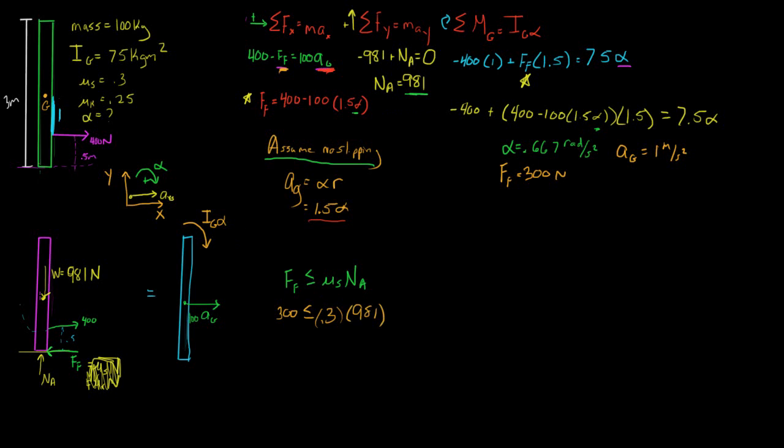Well, if you do this multiplication out, you get this is equal to 294.3. So 300 is not less than 294.3. So this is not true. In this case, our assumption of no slipping was not correct.